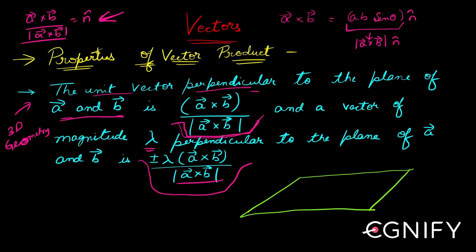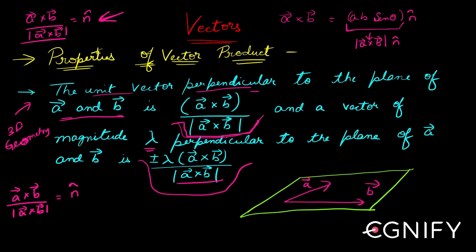This plane contains what vectors? It contains A bar and B bar. Now for this A and B, I need a unit vector which is perpendicular to both A and B. What is that unit vector? That is A cross B by mod of A cross B. That is my n cap.